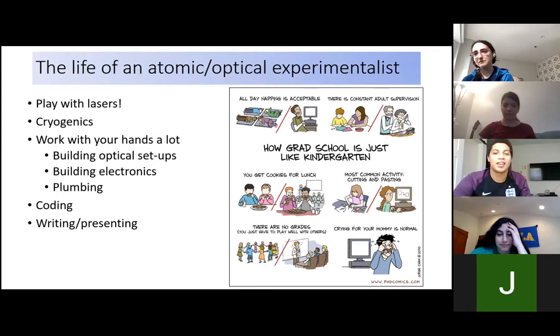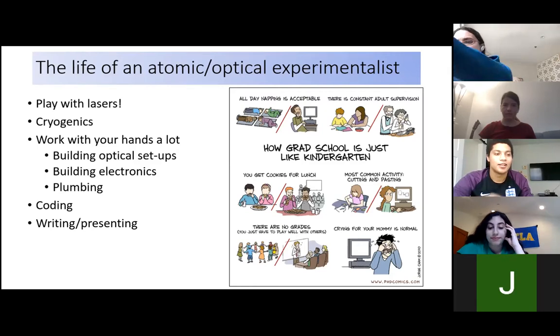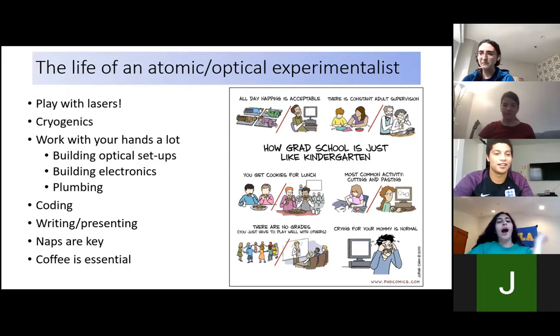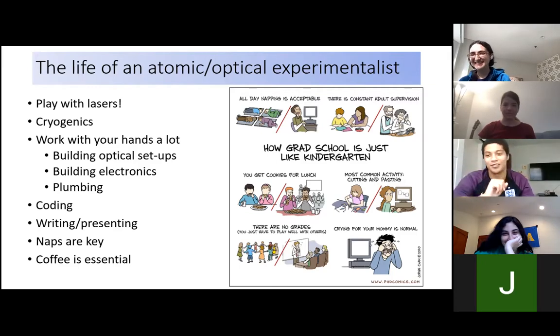And I think it's important to be able to really make your field accessible. That's a principle that I hold very dear. But ultimately, when it comes to doing physics, naps are key and coffee is essential. Those are kind of what grad students and undergrads run on. So take lots of naps and drink lots of coffee. I've already had like 3 cups of coffee this morning.